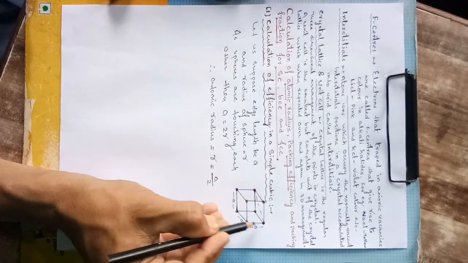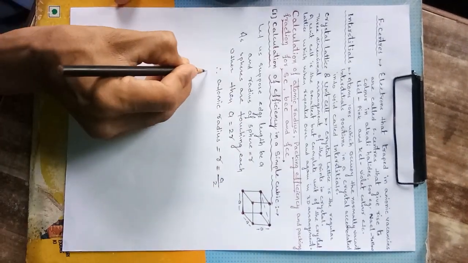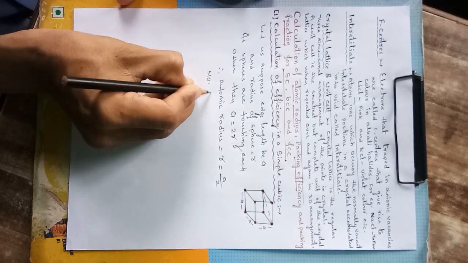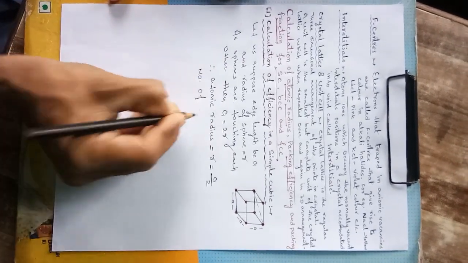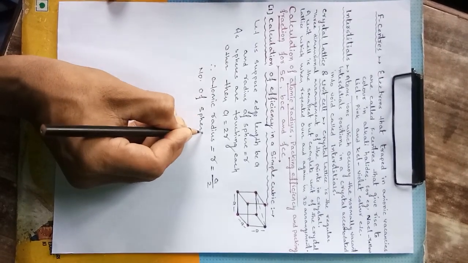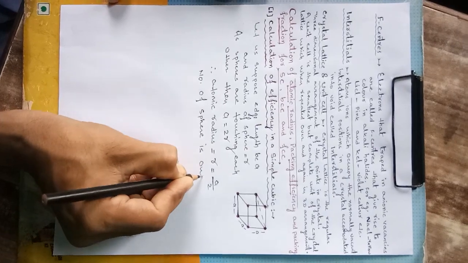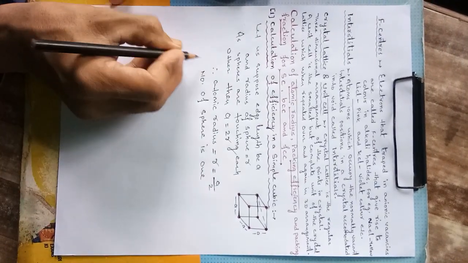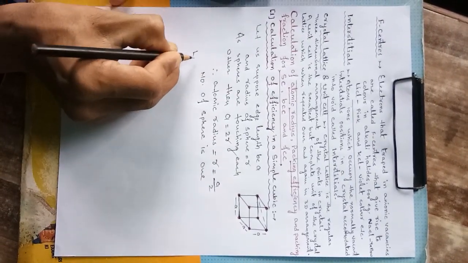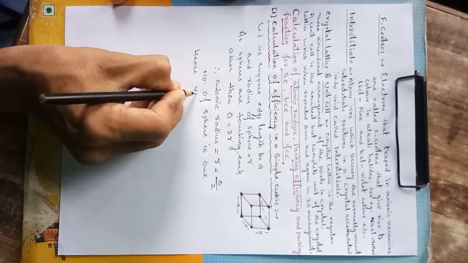Number of spheres is only one, na? I am using only one face, एक ही face use कर रहे हैं. So the number of spheres is 1. Hence, the volume of sphere.